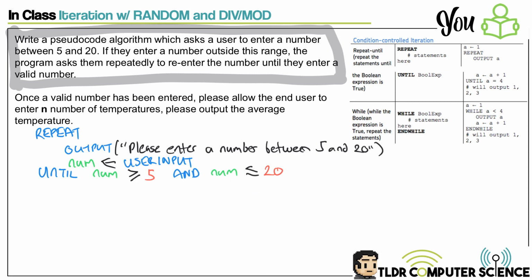Now let's look at the second part of the question. This is the second one here. Oh, in fact, let's pick a different colour. That would make sense, wouldn't it? There you go. This second one here. If you're reading it through, once a valid number has been entered, so num is now valid, please allow the end user to enter n number of temperatures. So if I put 10, it's entering 10 temperatures, and then output the average temperature.